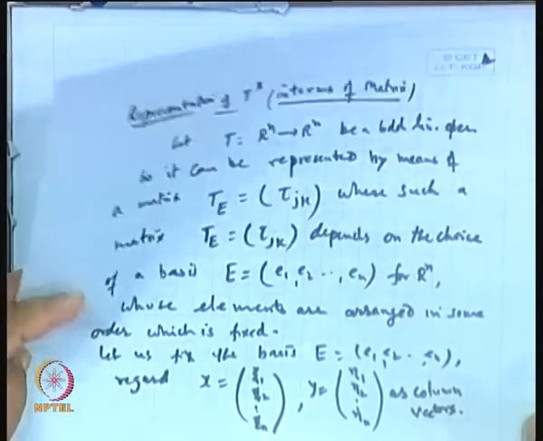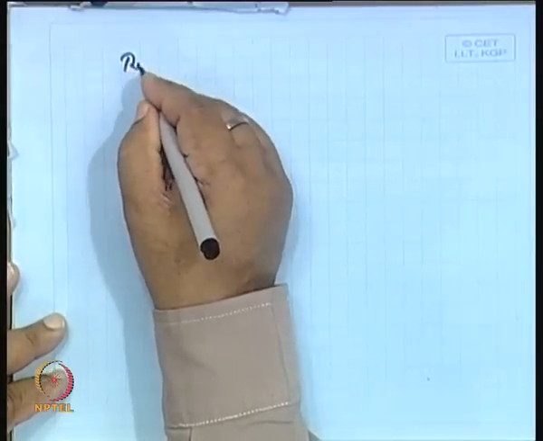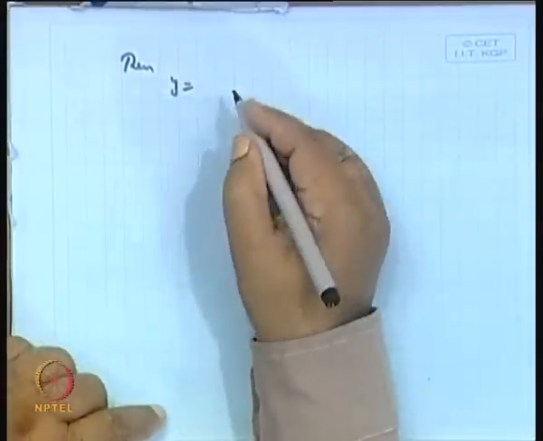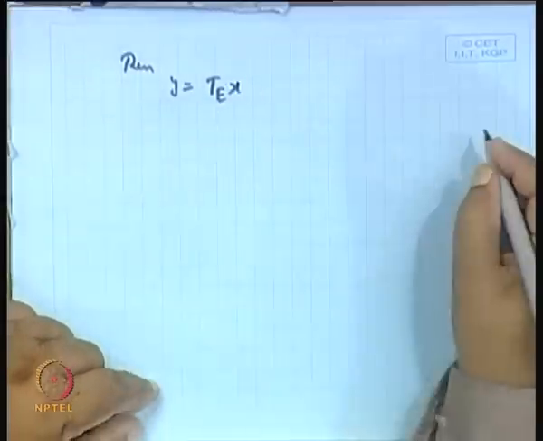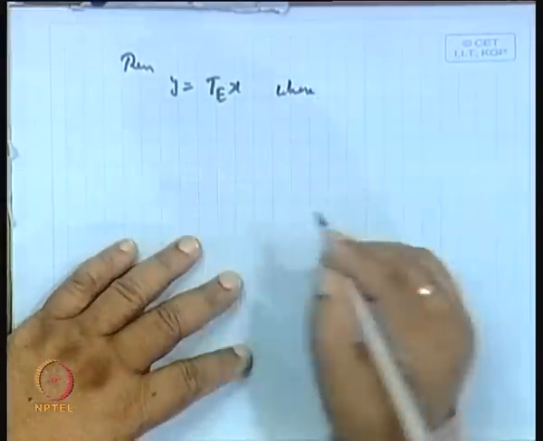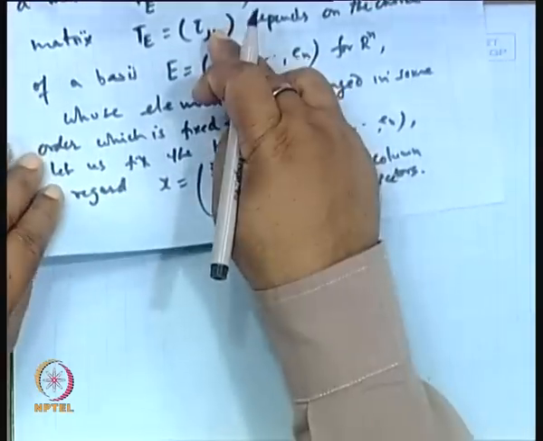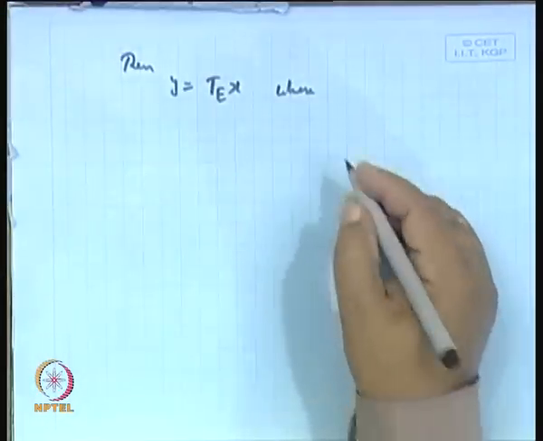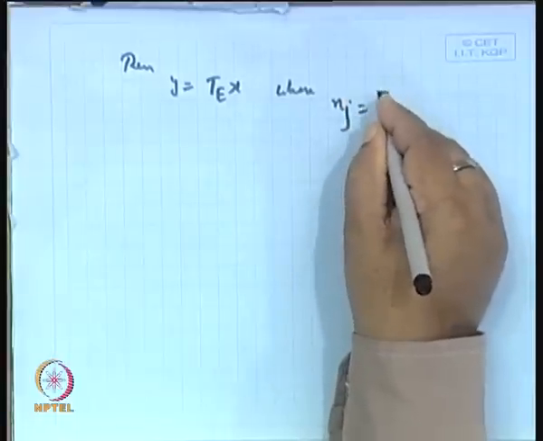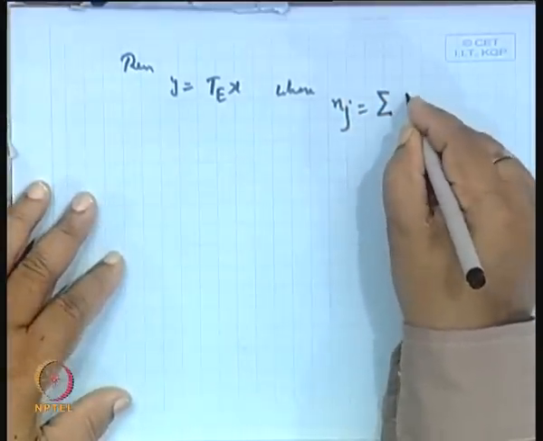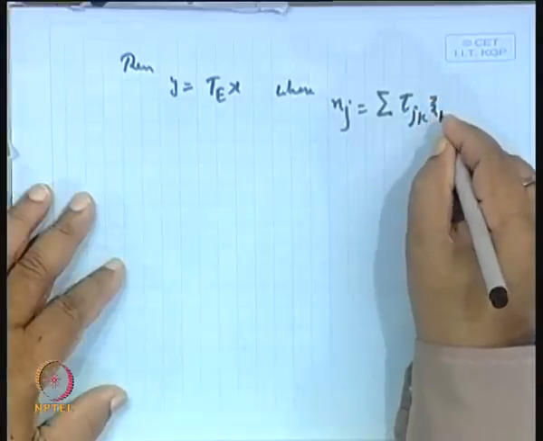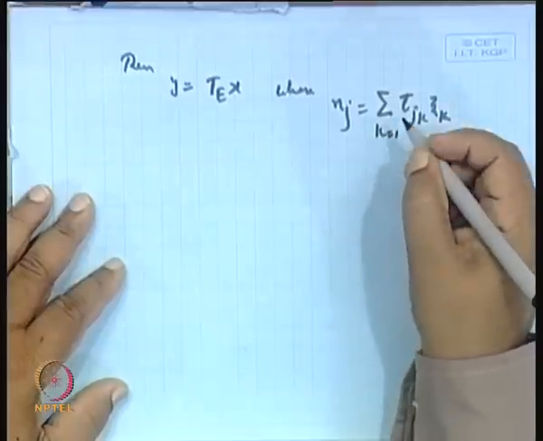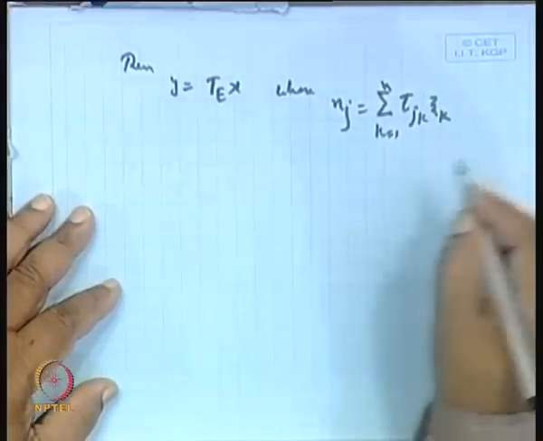Then y will be equal to T_E x, and in component form, where T is tau j k, eta j is the component, the sum of tau j k xi k, k from 1 to n, is it not?